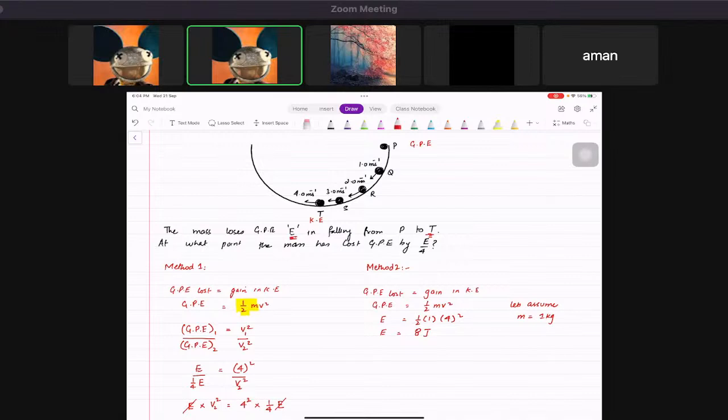Now, the question says, what will be the speed at E by 4? So, what is E by 4? We can say that E by 4 is equal to 8 divided by 4, which is just 2 joules, right? Is it clear? A quarter of total energy is 2 in this question. Any question?